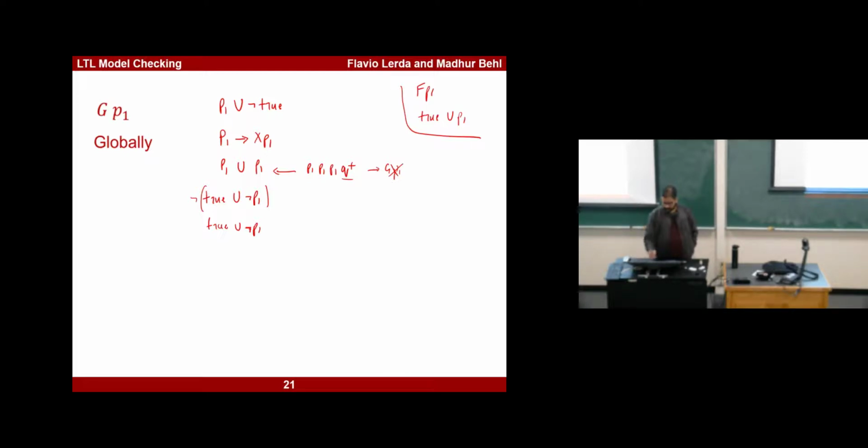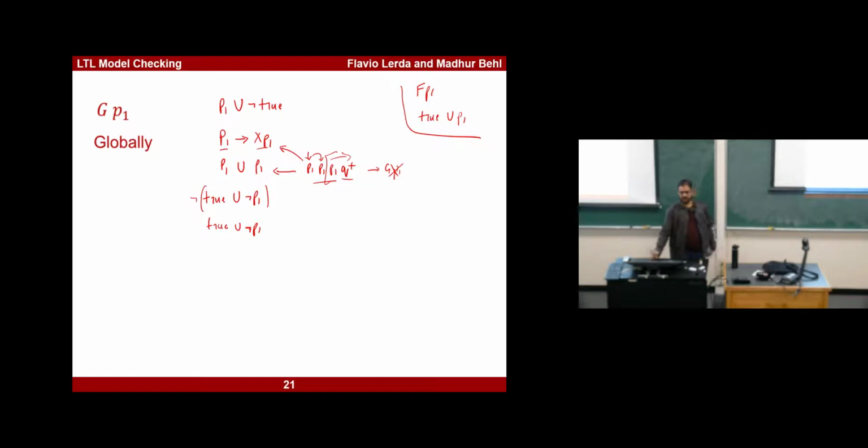Same goes for the one on top. Does this trace satisfy P1 implies next P1? If P1 is true now, it implies that P1 is true at the next step. Does this trace satisfy that? Because what is the next operator? This is telling me to look at the now position, and this is telling me to look at the next position. So indeed, it does satisfy P1 implies next P1, but it doesn't say anything about what happens after that. So it's not equivalent to saying always P1.